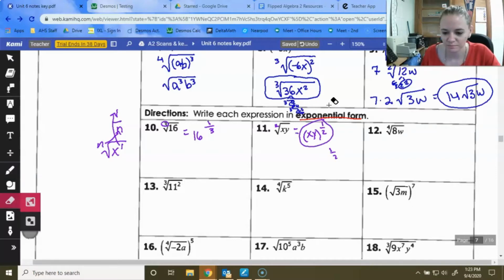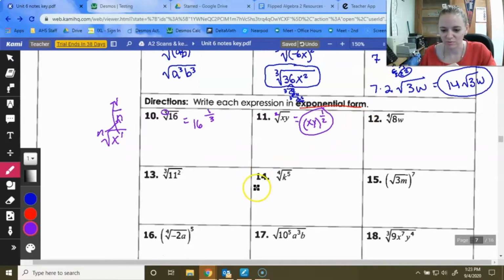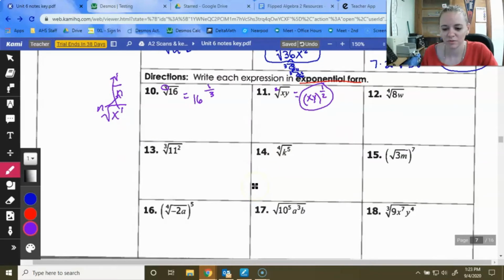Alright. Delete my other stuff here. Okay. Alright, so I think we'll be good on 12. Let's do one that has a number underneath as well, just to get used to it. Let's look at 14.